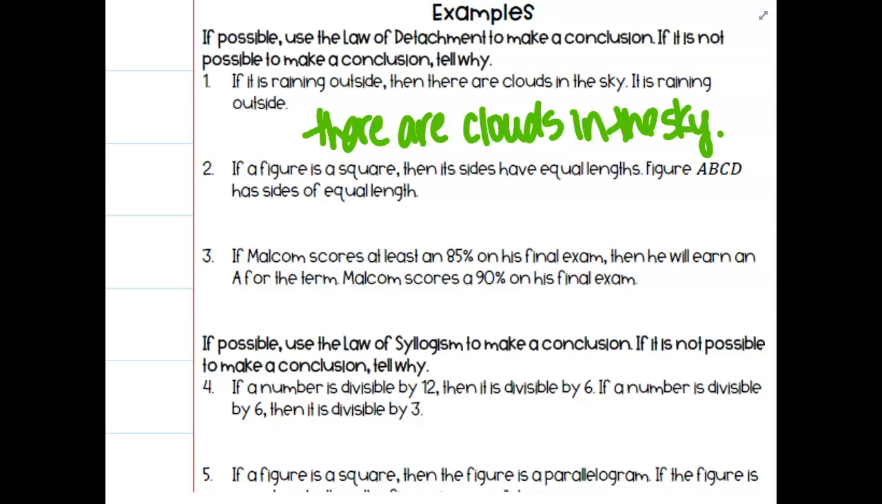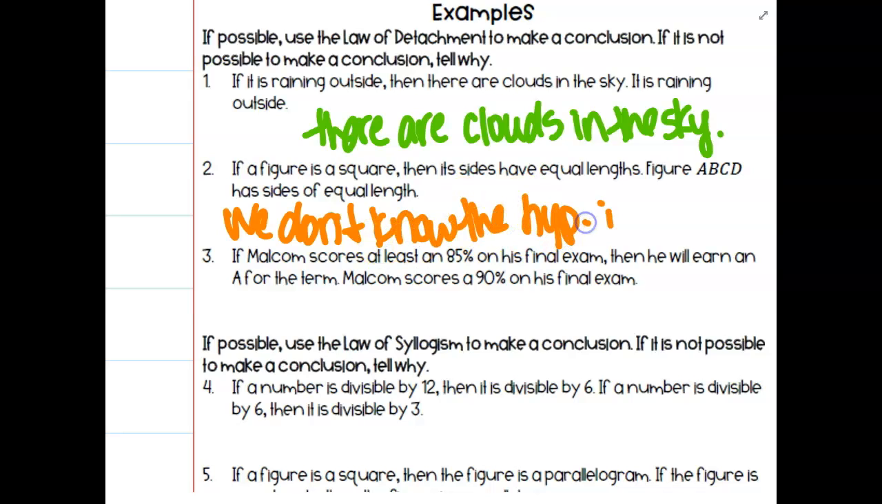Does ABCD that has sides of equal length prove that it's a square? No. It's like a rhombus has sides of equal lengths, okay? And it's not a square. Okay, so no, you can't make a conclusion from this. So how you could tell why is you could say, we don't know the hypothesis is true. Using the given, you have to be able to say, okay, the first part's true, which means the second part's true. That given statement needs to show you that.